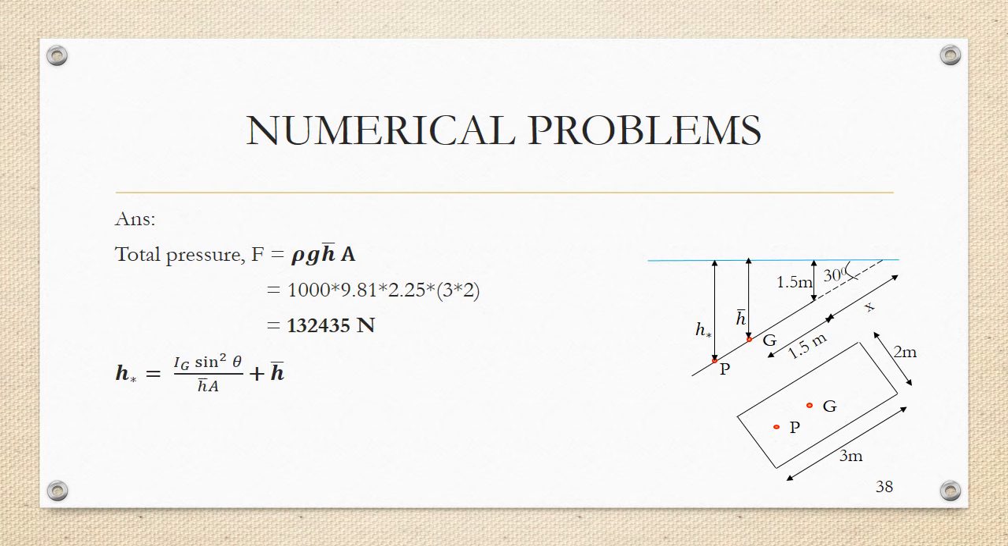Now to find out h star, it is given by Ig sine squared theta divided by h bar into A, plus h bar. Value of h bar is known to me. Ig is the moment of inertia of this particular rectangle passing through the centroid. So it's going to cut the 3 meter side. So Ig is going to be 2 into 3 cube divided by 12. And sine squared theta is sine squared 30. H bar is 2.25 meter and area is 6 meters squared. So on substituting all these values, I will get h star as equal to 2.33 meter.